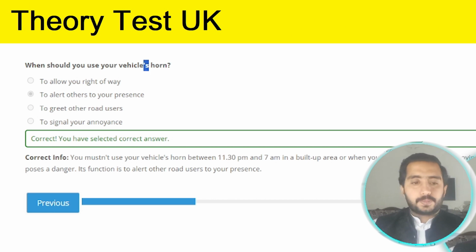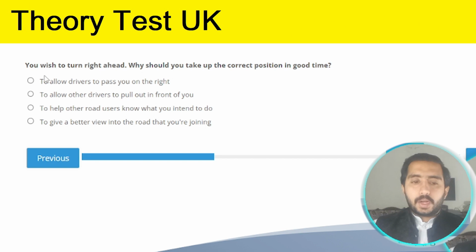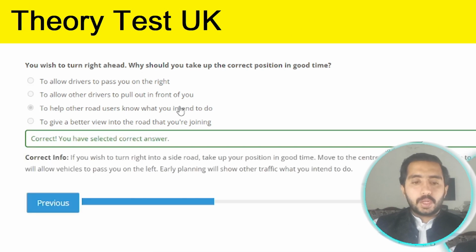Next one, you are on a one-way street and want to turn right. Where should you position your vehicle when there are two lanes? The correct option is in the right hand lane. Option C is the correct option. You wish to turn right ahead. Why should you take up the correct position in good time? The correct option is to help other road users know what you intend to do. Option C is the correct option.